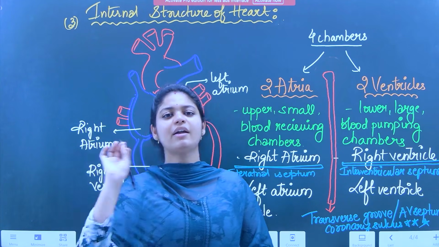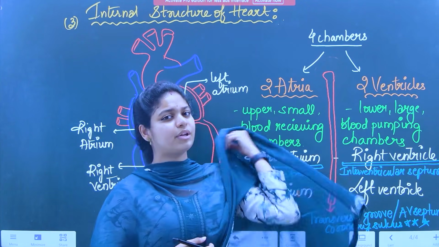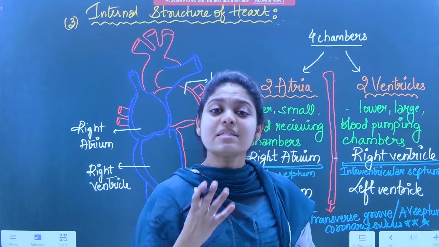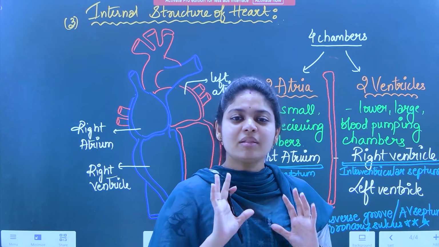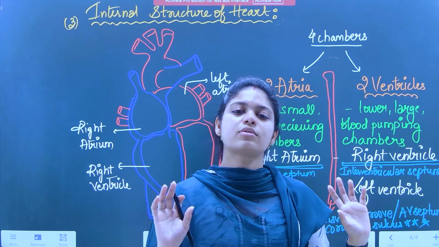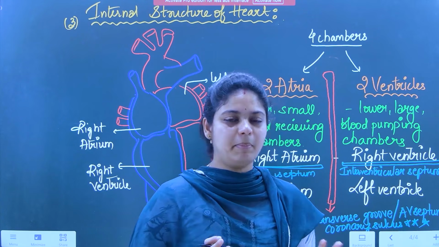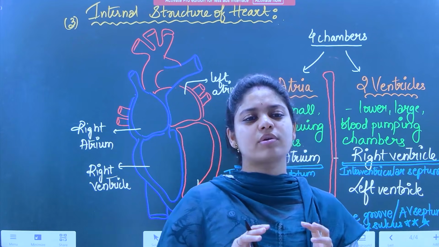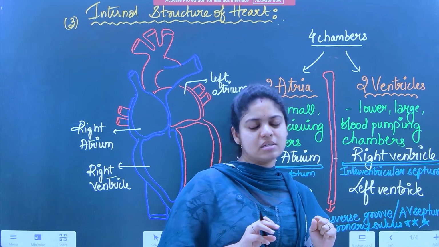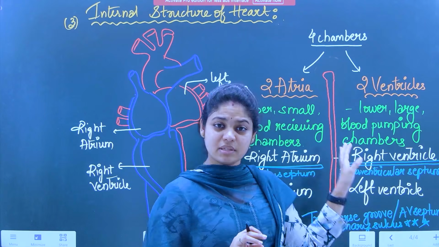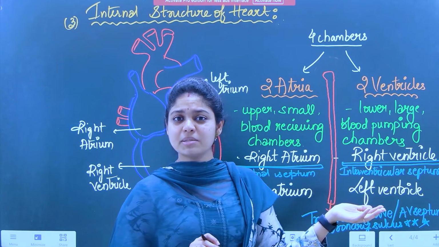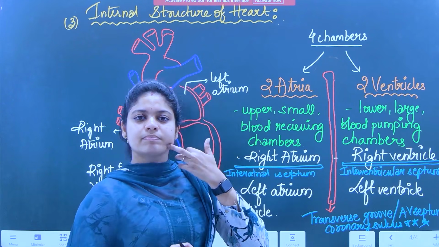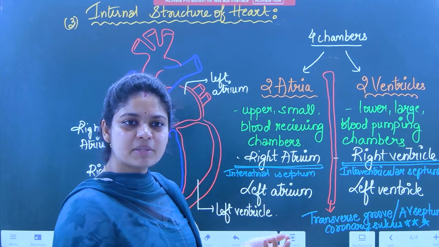The interatrial and interventricular septum as well as the AV septum are for separating oxygenated and deoxygenated blood. They allow no mixing of oxygenated and deoxygenated blood. Understood? This is clear. Shall we move to the further part?